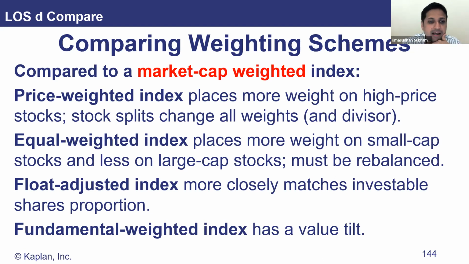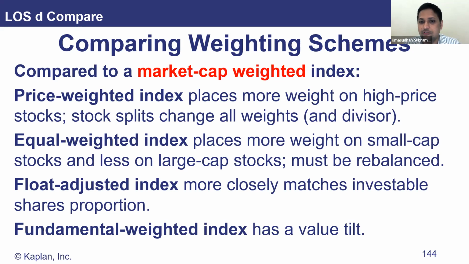Hope that makes sense. The last one, fundamental weighted index, has a value tilt. So what does that mean? If you compare it to a market cap weighted index, your fundamental weighted index has a value tilt. It's biased towards what type of securities? Overvalued or undervalued? It is biased towards undervalued securities. They are going to have a higher weightage compared to overvalued securities.